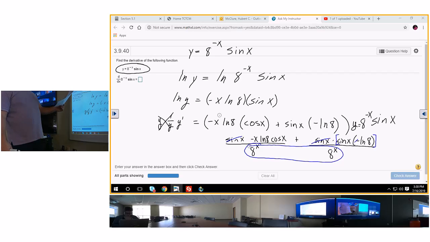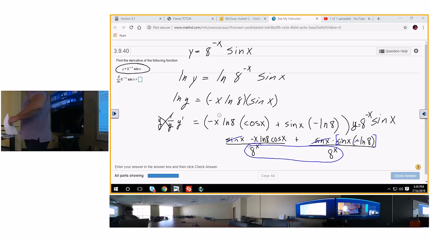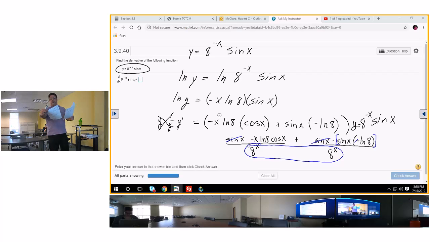I did the quotient rule, and I did, what else did I do? I did the product rule and I did the quotient rule. I did both. I didn't do the natural log. I just threw the natural log up there today. So let's do the quotient rule next.